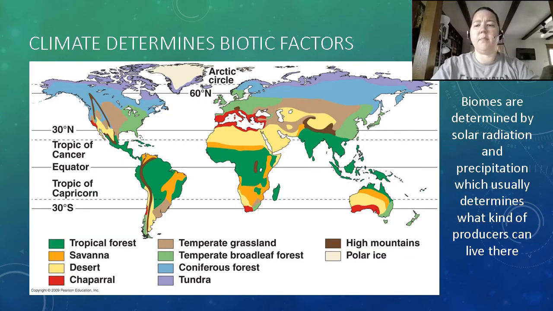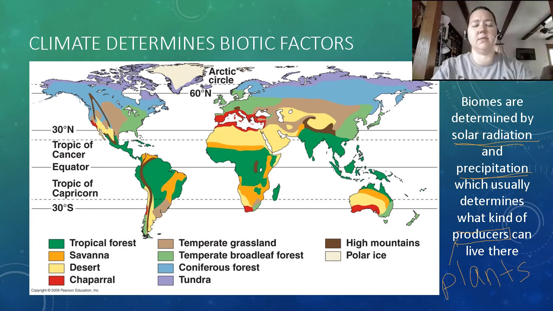So, like I said, biomes are determined by solar radiation, that's the big one, and precipitation, which determines what kind of producers, aka plants. Plants is another name for producers because they produce their own energy, which we're going to talk a little bit more about next unit. But those biomes are then determined a lot of times by those plants, because those plants then determine what animals can live there, because remember, plants are the basis of all food chains.